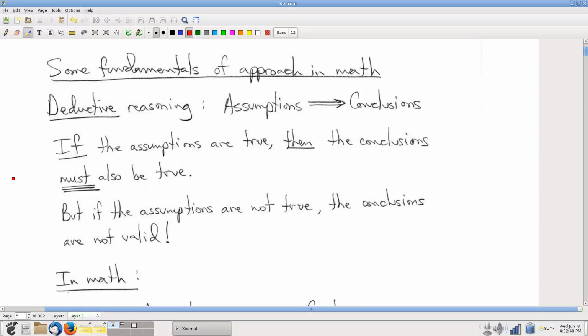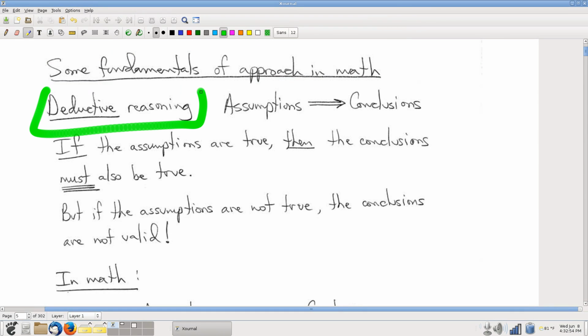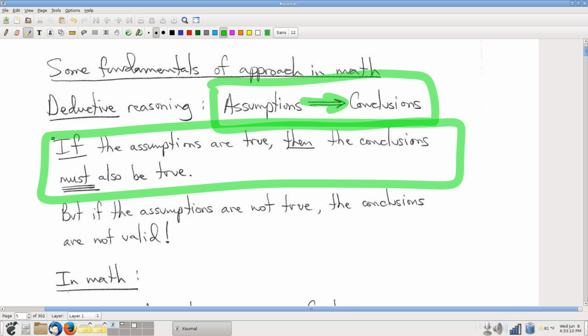So let's talk about some fundamentals of approach in math. One of the most important ideas to understand in math is the idea of deductive reasoning. This is the idea that there are certain assumptions that lead to certain conclusions, and importantly, if the assumptions are true, then the conclusions must be true.